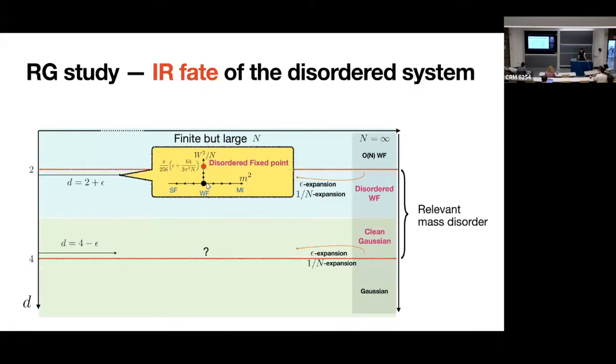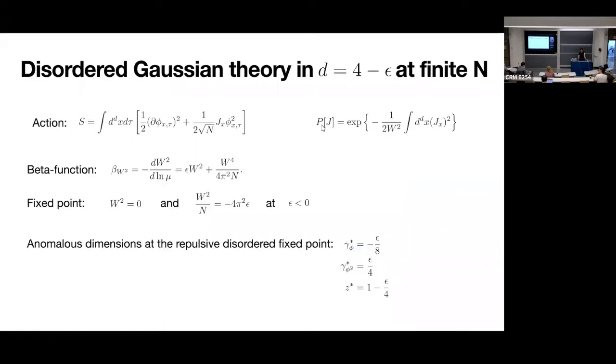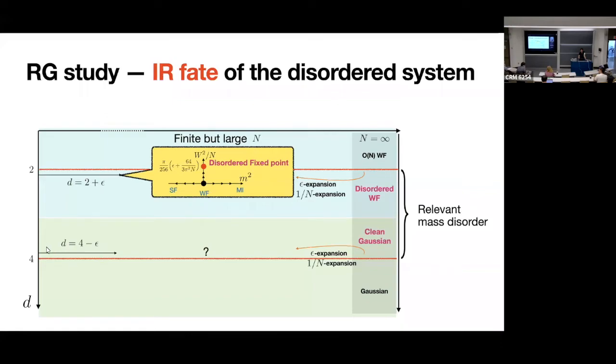According to the beta function, we can draw the RG flow diagram in this case at d equal to 2 plus epsilon. It shows, starting from the clean Wilson-Fisher fixed point, one can expect the RG flow towards some disordered fixed point at finite disorder strength. So this result is to the linear order of epsilon and 1 over n.